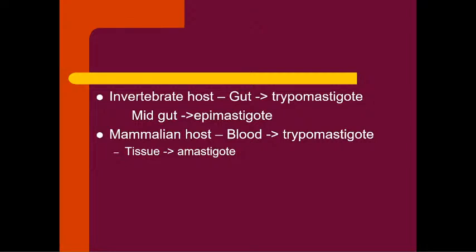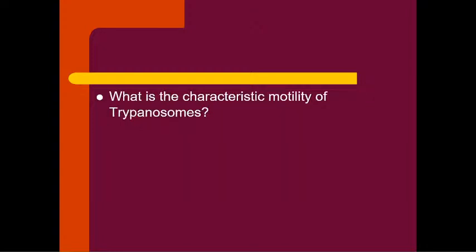Then the life cycle continues back again when the invertebrate host takes a blood meal where it sucks up some of the blood or the tissue fluids where amastigotes are present. The amastigotes will go to the midgut because that is where the blood is ingested. It will develop to epimastigote, and when the epimastigote develops to a trypomastigote, it will go back up to the gut, and the life cycle continues. Diba paulit-ulit lang?